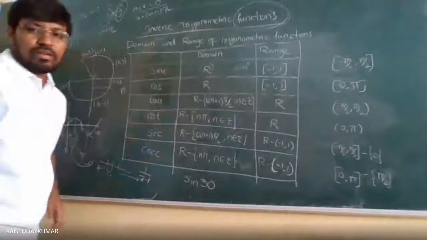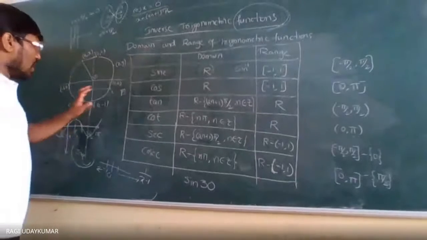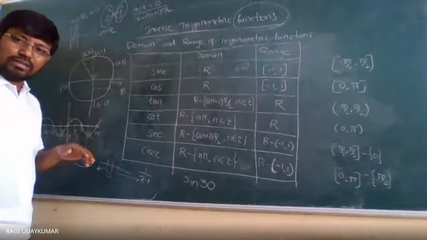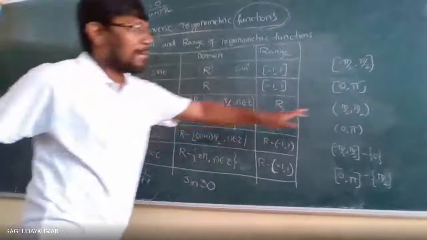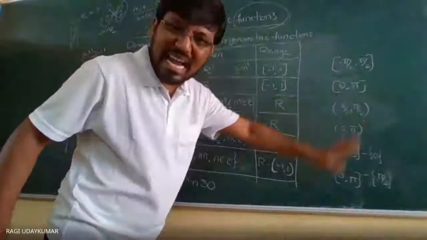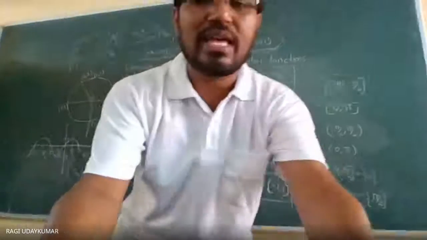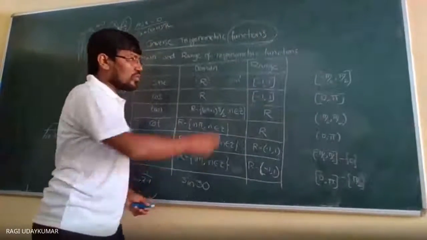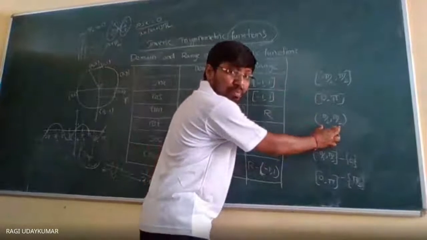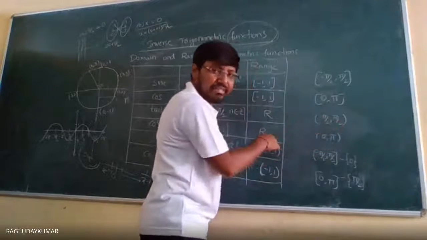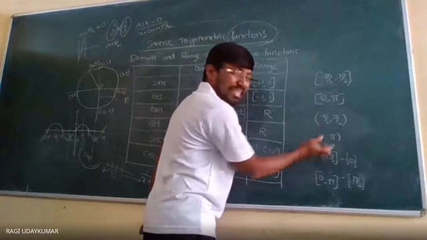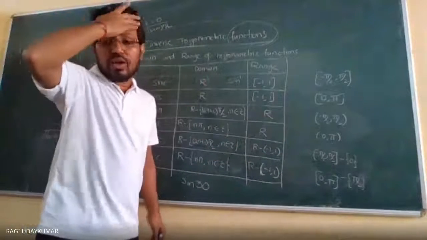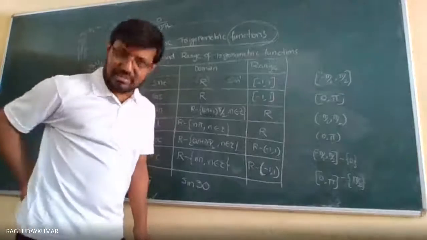So now here tan is undefined at pi by 2 and minus pi by 2. So that's why minus pi by 2 and pi by 2 are not taken into consideration. So minus pi by 2 to pi by 2 will be the range of tan inverse, and 0 to pi except 0 and except pi, meaning 0 and pi should not be taken into consideration.